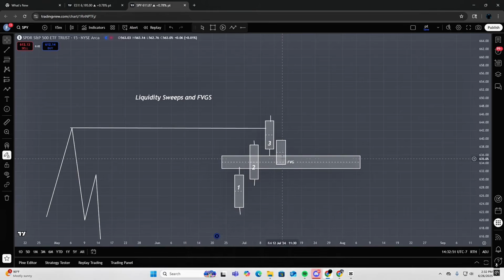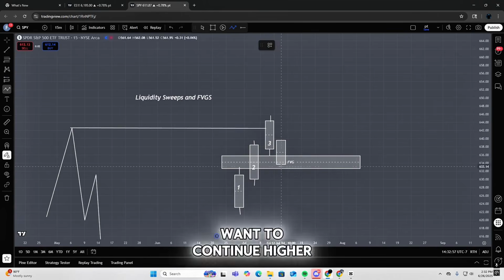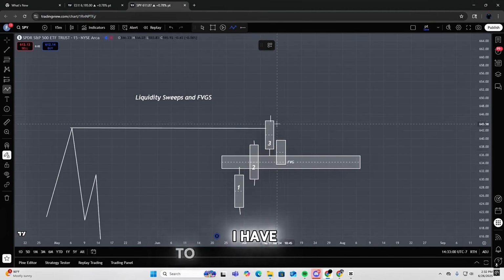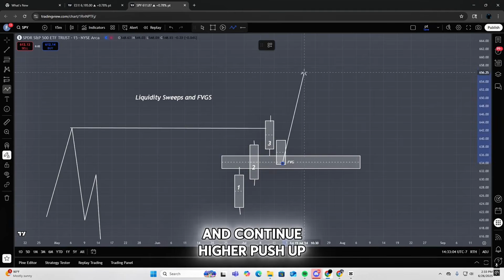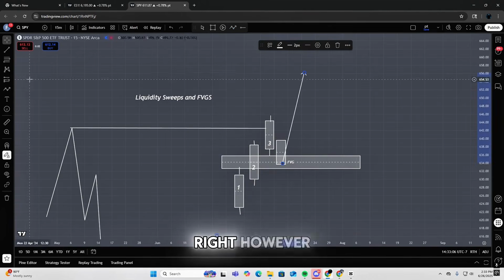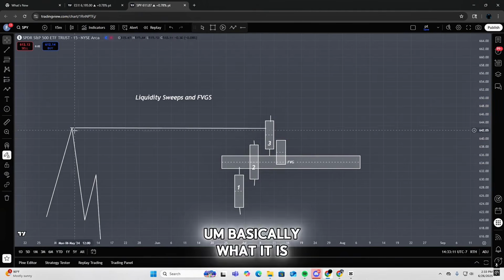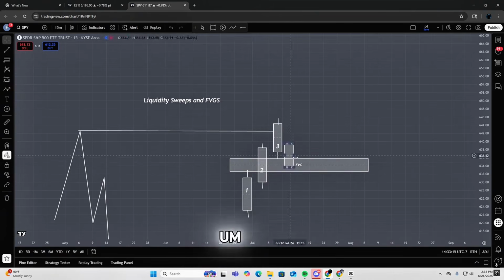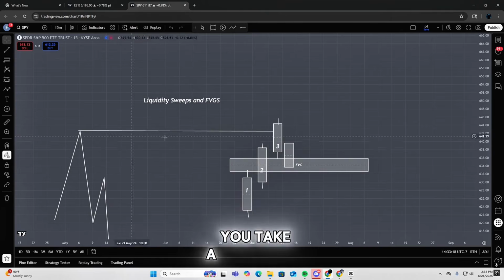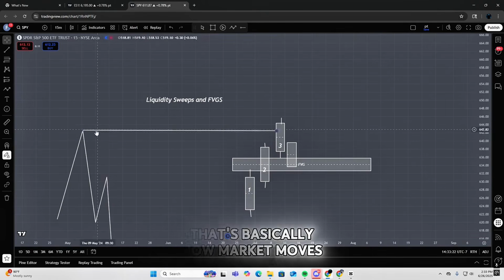You honestly don't know that as of right now. All you really have to do is play within your setup, right? Because if you were to long this, saying that you want to continue higher, you want this bullish fair value gap to respect itself, and continue higher, push up. However, if you want that liquidity sweep reversal type, basically it's just a sign of reversal where you see the change of direction. You take a high, insert the new high, and then target lows. That's basically how the market moves.